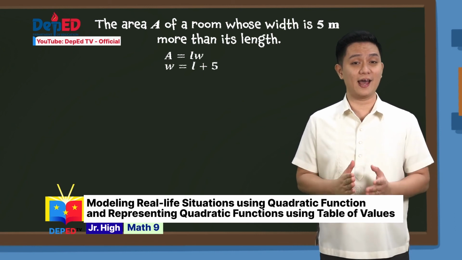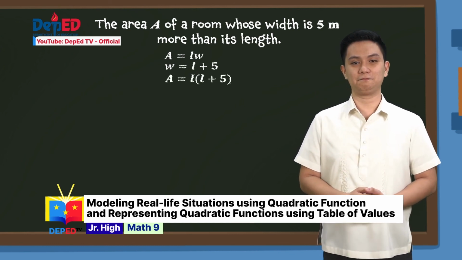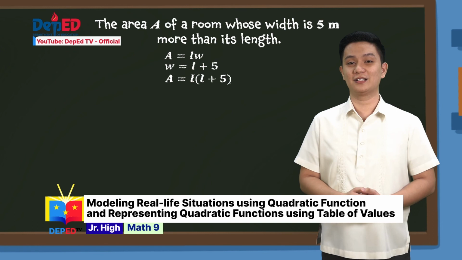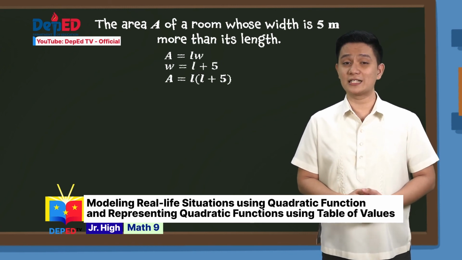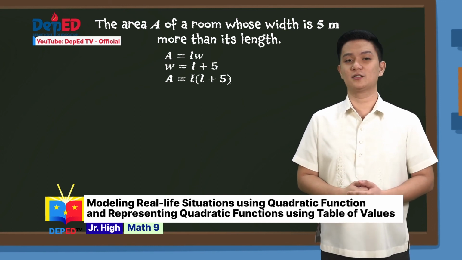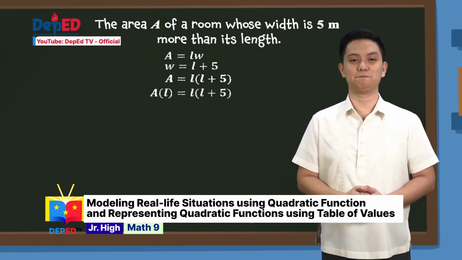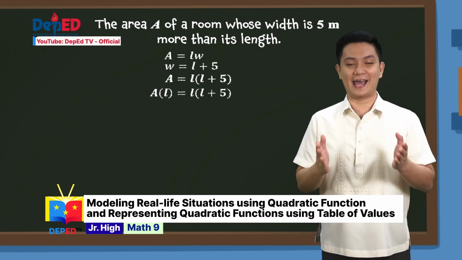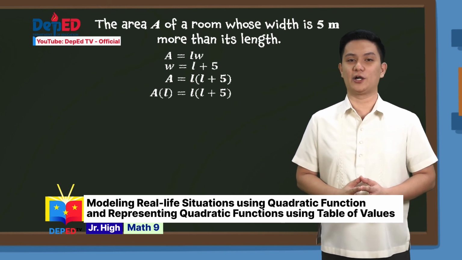In terms of the length L, we may express the area A of the room by the equation A = L(L + 5). Expressing the area A, which is in square meters, as a function of the length L, which is in meters, we have the equation A(L) = L(L + 5). In this function, L is the independent variable, while A(L) is the dependent variable.